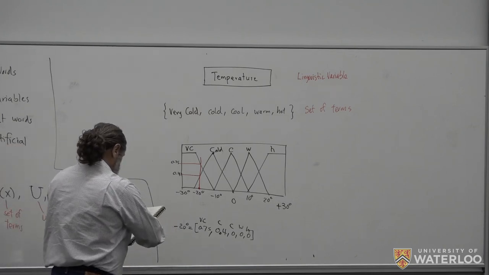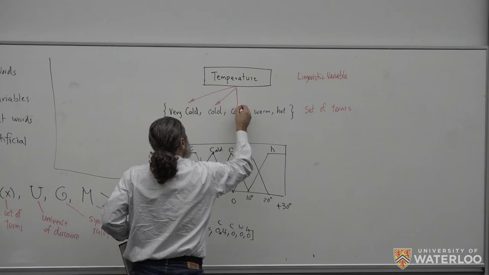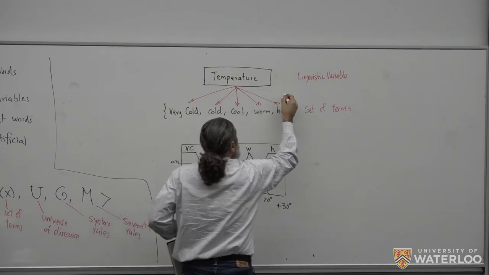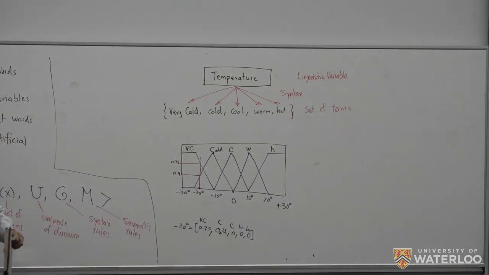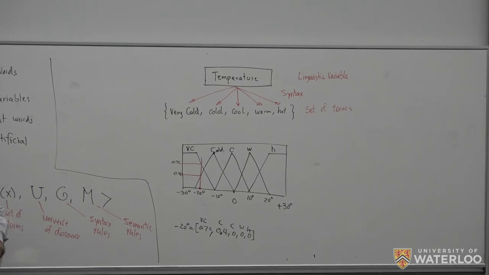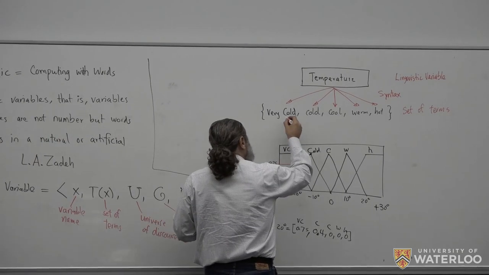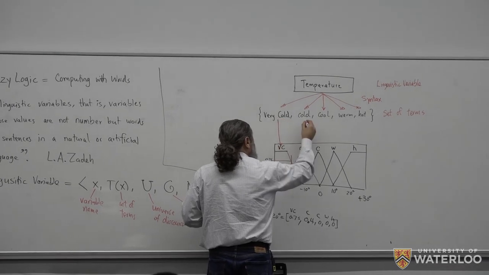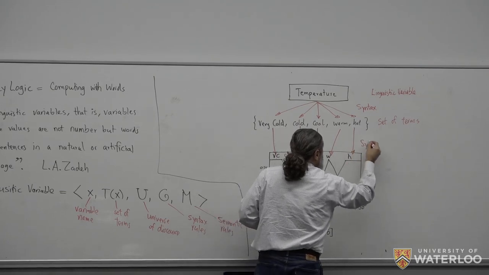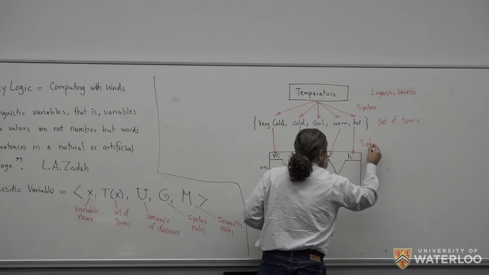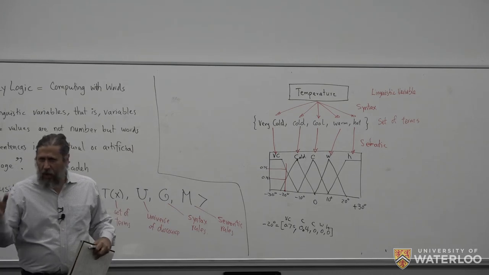So of course, in order to assign this temperature to some terms, you need some syntax. So you need some syntax rules to say what is what. If I say temperature, which part of it is very cold, which part of it is warm, so how do you assign the syntax? To come from the term to the actual value, you need some syntax, some semantic. So what is the meaning? What is the meaning of very cold if I want to measure it? Yes?